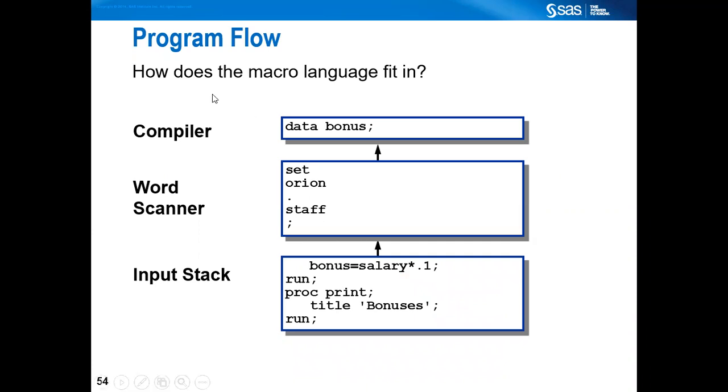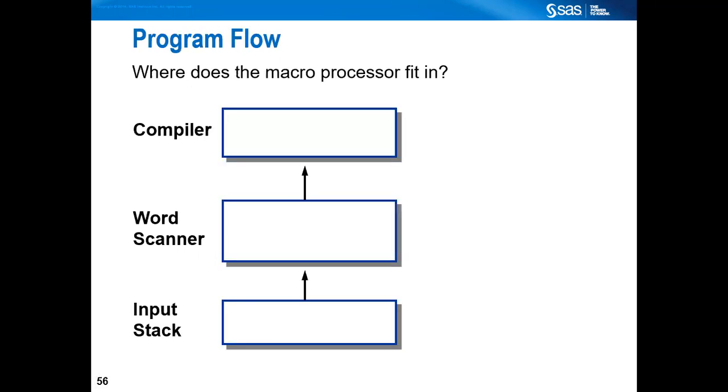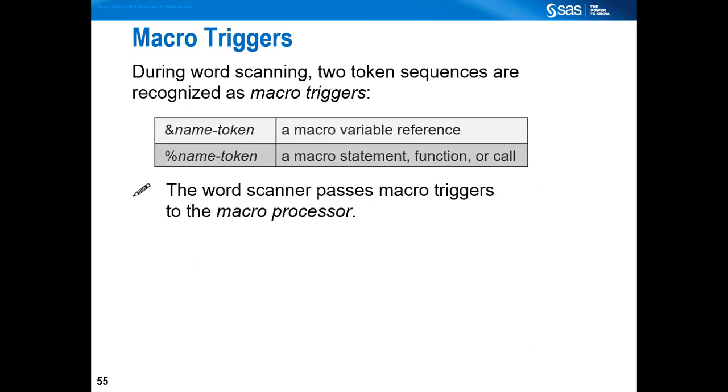Now look at how the macro fits in. This is a simple SAS program. Whenever macro language is encountered within the program, tokenization happens. While tokenizing, when it encounters a macro program, it does not go to your normal SAS compiler, but goes to a special compiler called the macro compiler. And how does SAS know there is macro language within your SAS program?